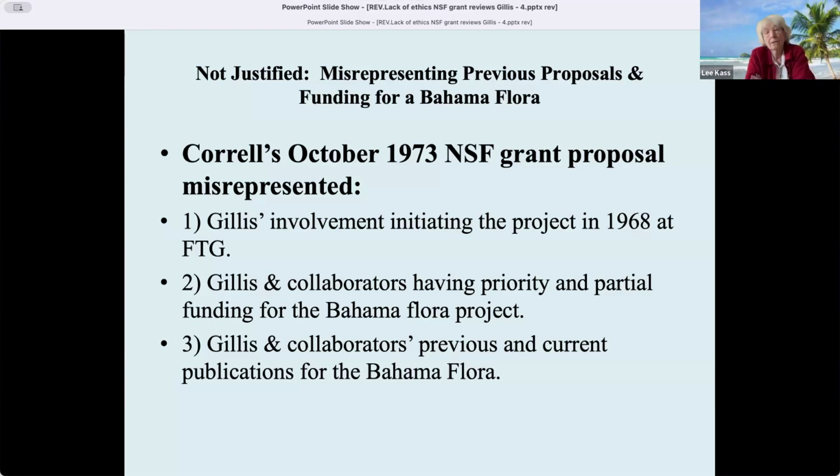They did not cite any of the previous or current publications that Gillis had done. It was not part of the grant proposal. And they did not acknowledge that there was priority, that someone else had started this project years before.